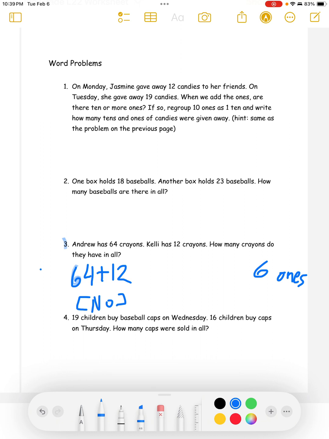And 6 plus 1 equals 7, so we have 7 tens. And 7 tens plus 6 ones equals 76. So our answer will be Andrew and Kelly have 76 crayons in all. Okay, that's it.